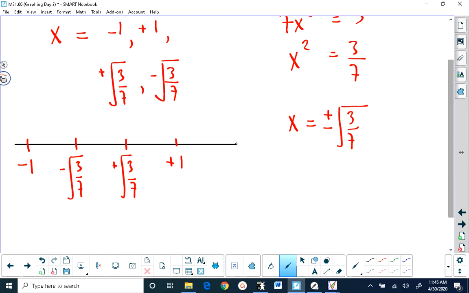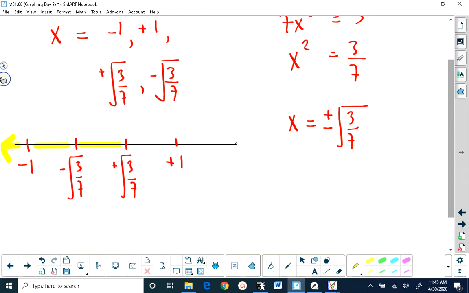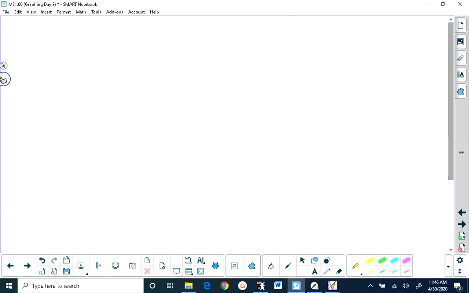So what that tells us is we are going to have 4 critical values cutting our domain into 5 pieces. We're going to have a domain from -infinity to -1. We will have a domain in between -1 and negative root 3/7, in between negative root 3/7 and positive root 3/7, in between positive root 3/7 and 1, and from 1 to infinity. So I'm going to start building the first derivative table now.